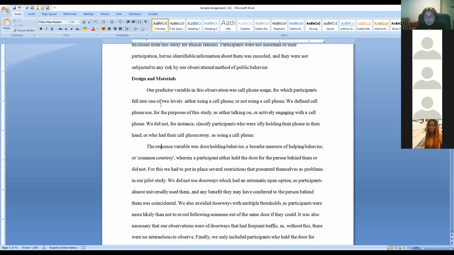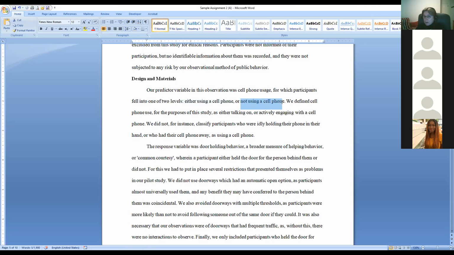Okay, design and materials, right? Here, you have to have these words in your text. We have a predictive variable, right? And there are two levels. And the levels, so keep checking your text. Do you see if you have any of this information? Using a cell phone or not using a cell phone.